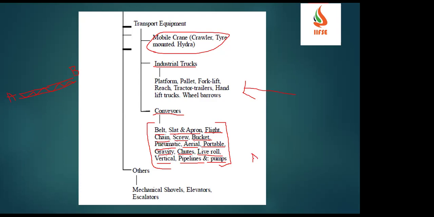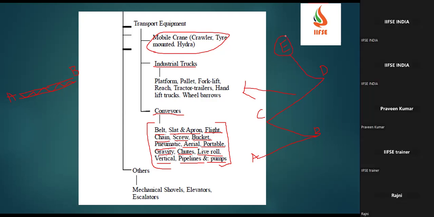First of all, there is a place A, then place B, place C, and place D. So here there is no fixed path. One day I'll keep the material here, another day I'll keep it in C, another day in D, or maybe another day in place number E. So there is no fixed path. Wherever there is no fixed path, there I use all these transport equipments or industrial trucks.